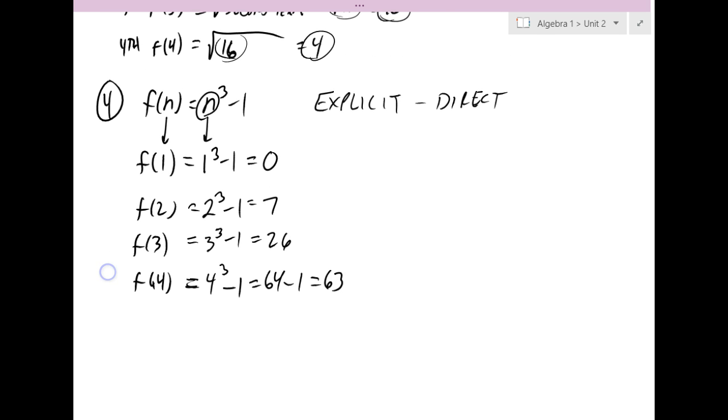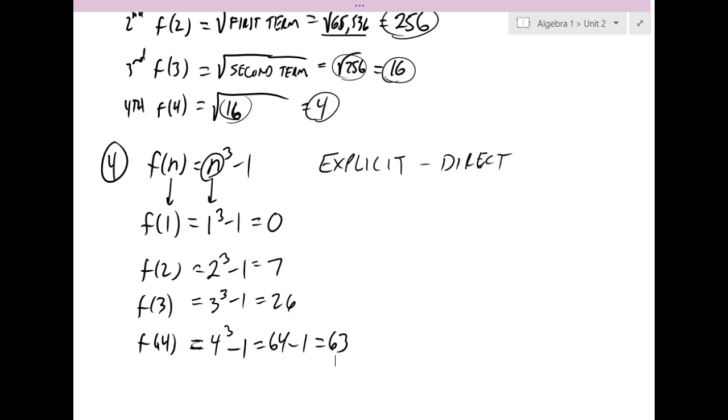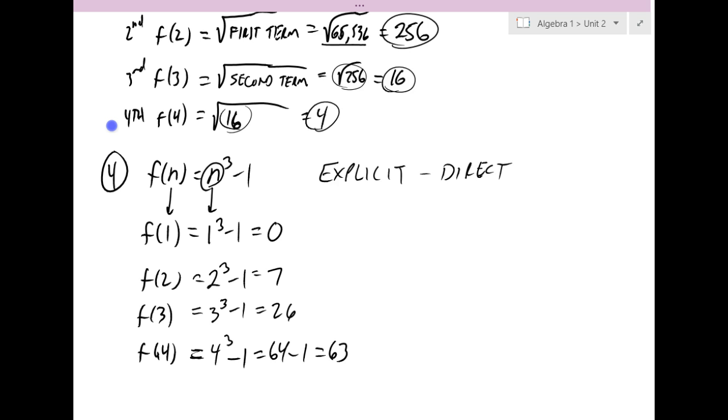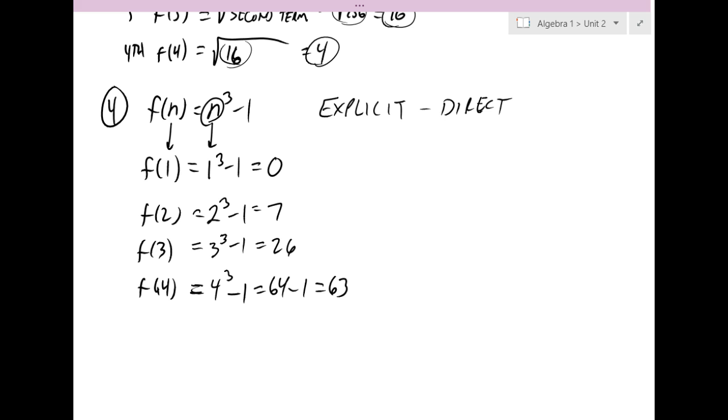Okay, so what do you think is easier, explicit or recursive? Okay, for this one, explicit looked easier. So remember we said explicit is definitely more powerful because if I wanted to know any term, if I wanted to know the 100th term, I could find it easily. If I wanted to know the 30th term, I could find it just by plugging in 30. So we could say f of 30, that's the 30th term, would be 30 cubed minus 1. That would be a pretty big number, but I could calculate that.